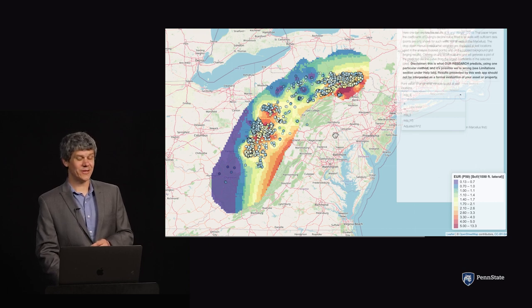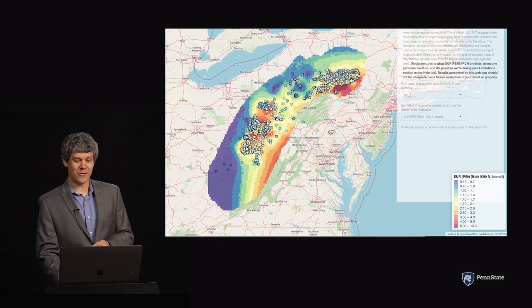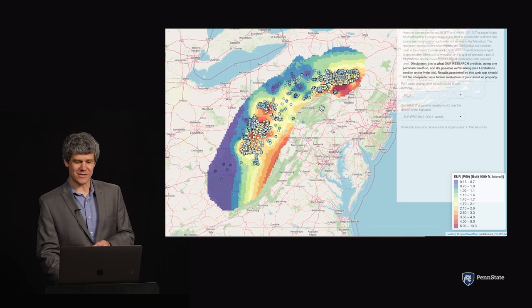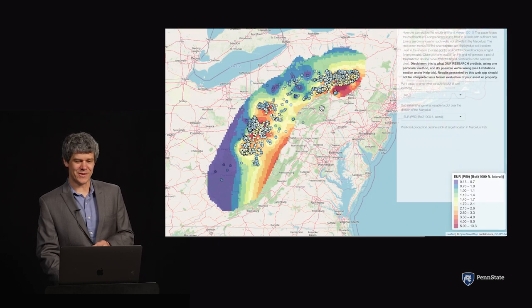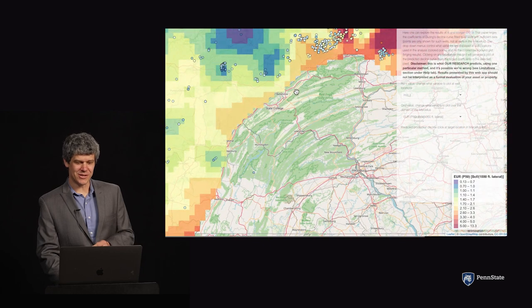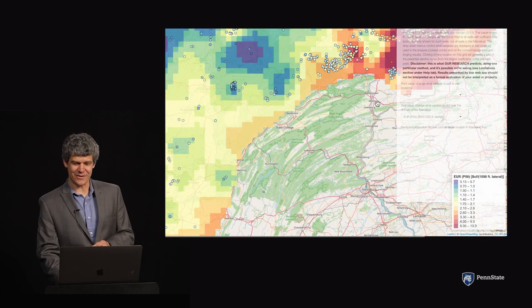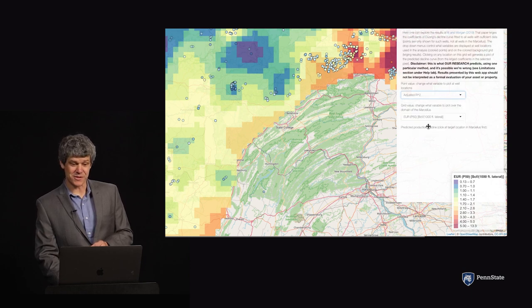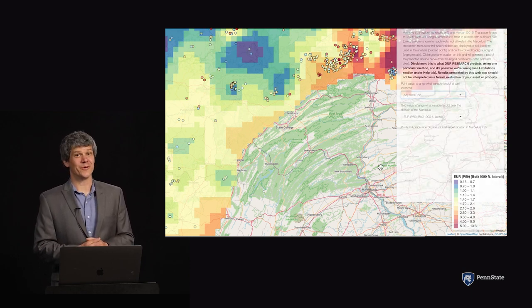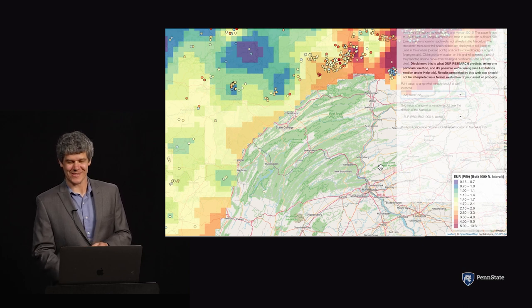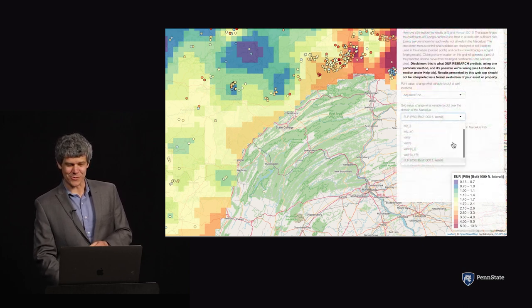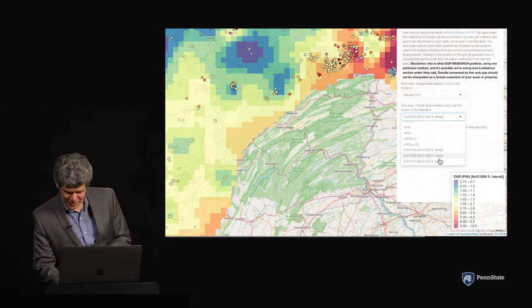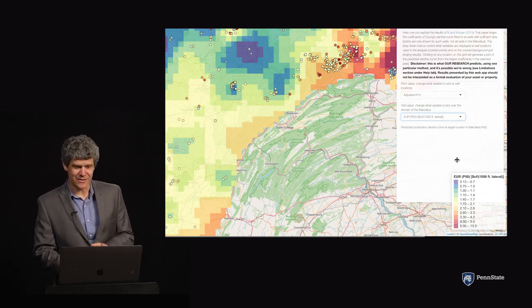Now this is a really cool tool because we can play around with it. We can zoom in on different locations, zoom out, zoom in, and we can change, here we are close to State College right now, and here we can change what we're looking at, for example, adjusted R squared. We'll learn about adjusted R squared later in the course. And we can also change what metric we're mapping here. For example, proved reserves or P90.